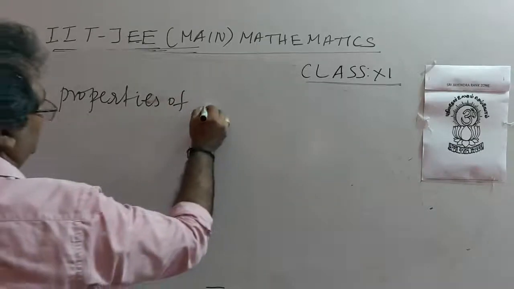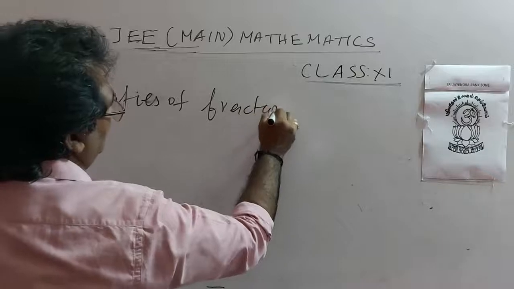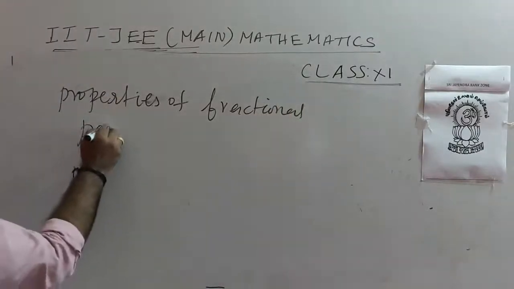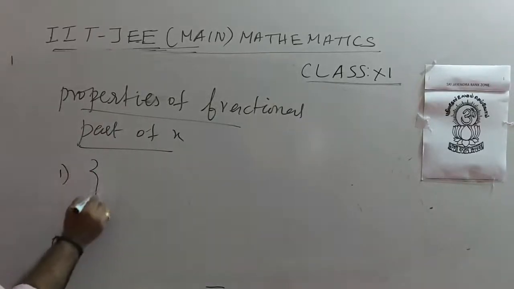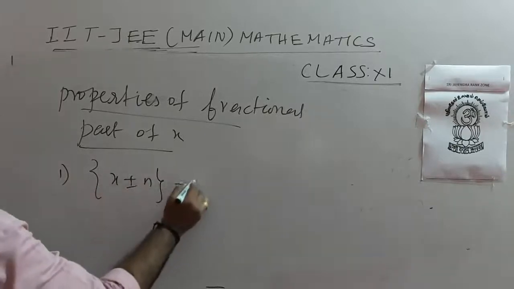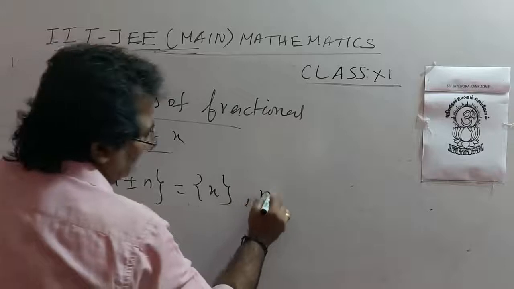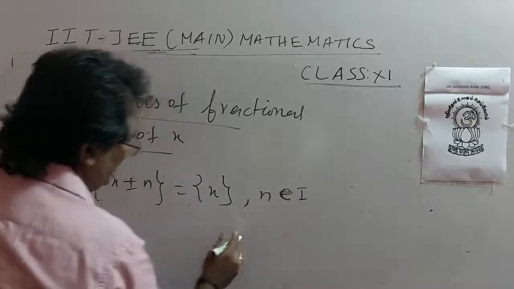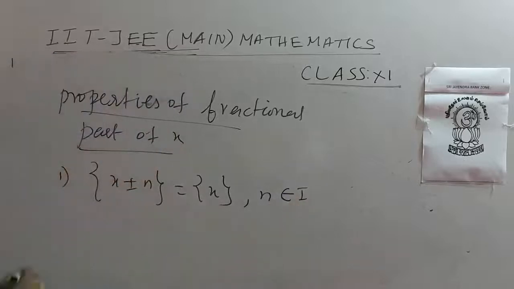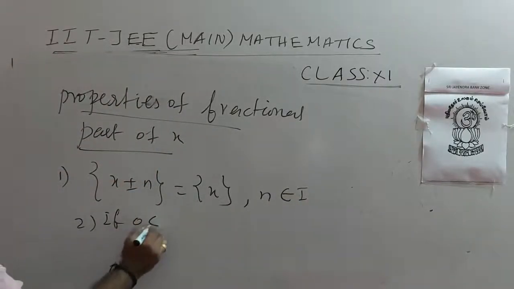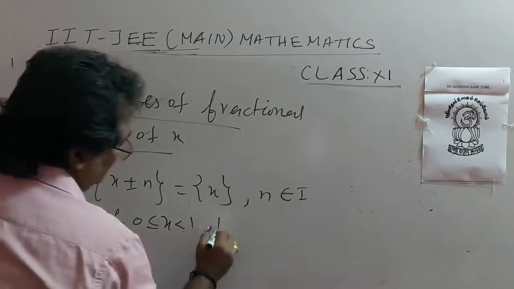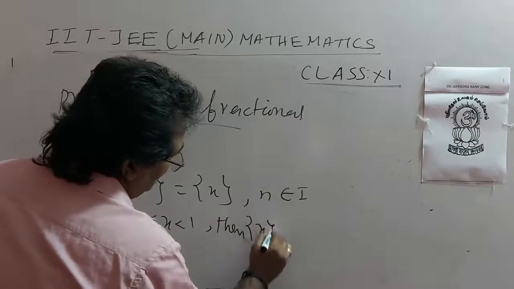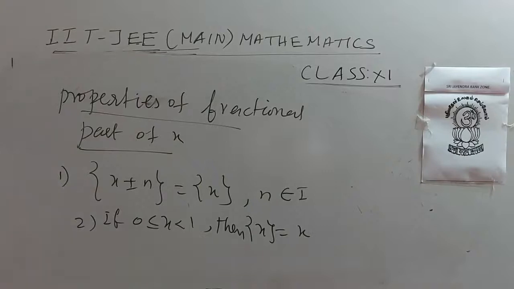Properties of the fractional part of x. Fractional part of x plus or minus n equals the fractional part of x, when n belongs to I. If 0 is less than or equal to x less than 1, fractional part of x equals just x.